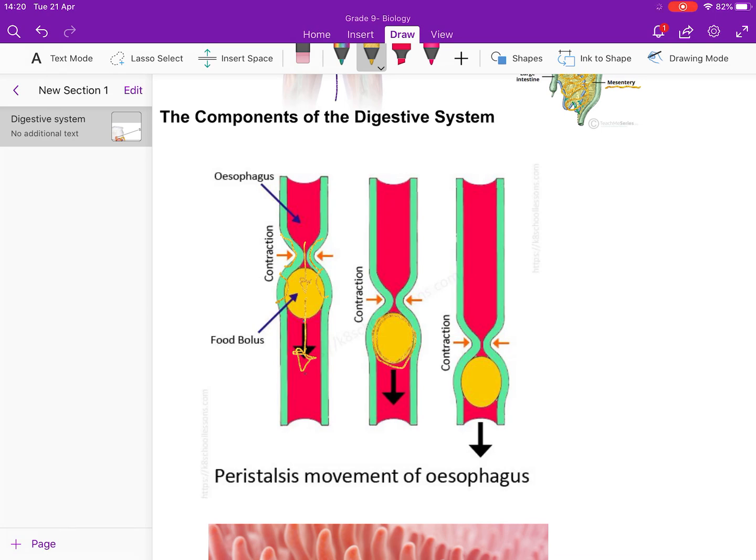This yellow section over here represents the bolus. This is the food that is being swallowed. Alright, and this goes all the way into the stomach.